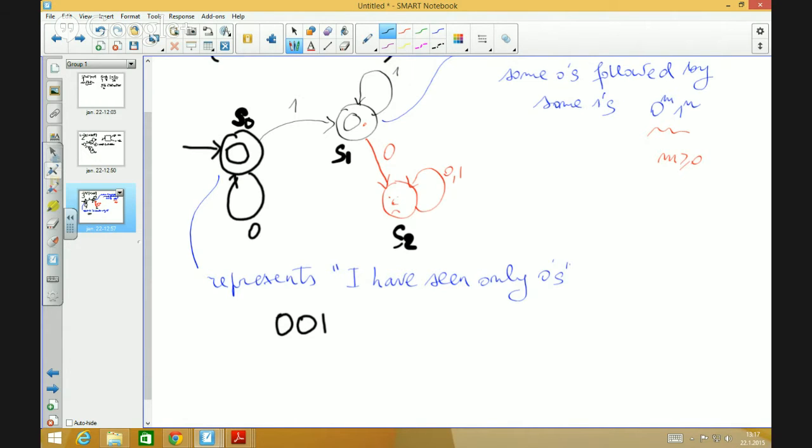Well, the automaton starts computing from the initial state S0. It starts reading its input, and the first thing that it reads is the 0. Where does it go by reading the 0? Well, we look at the graph that represents the behavior of the automaton. This graph tells us that we stay in state S0.